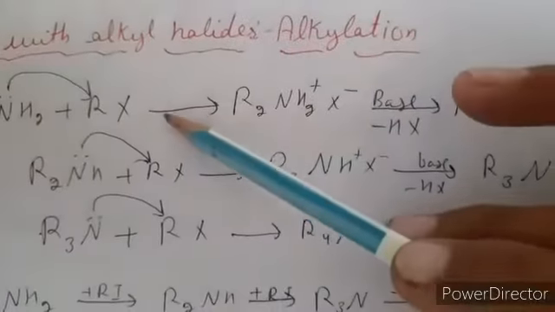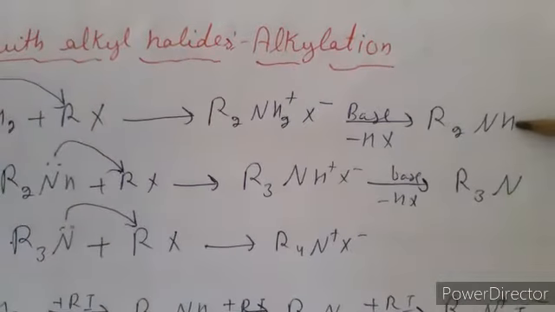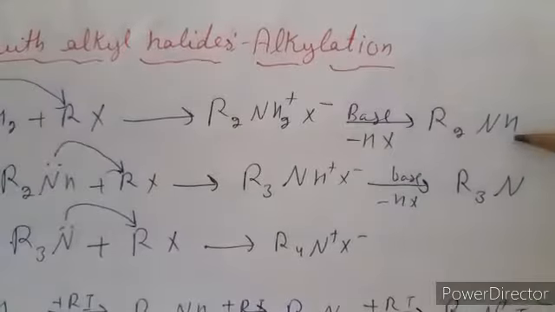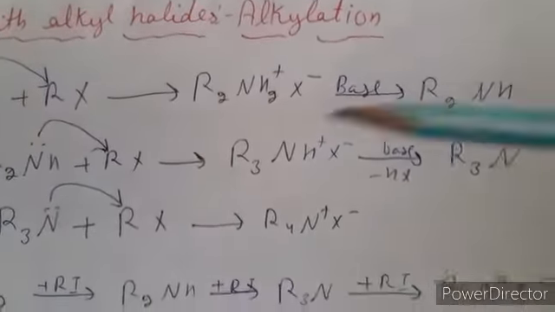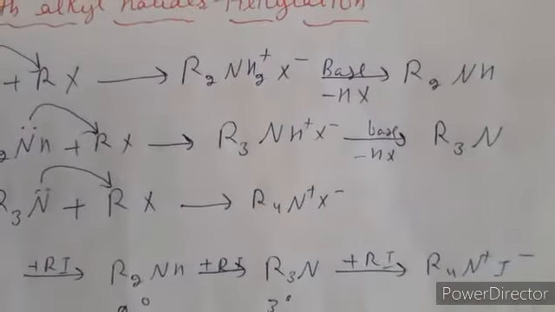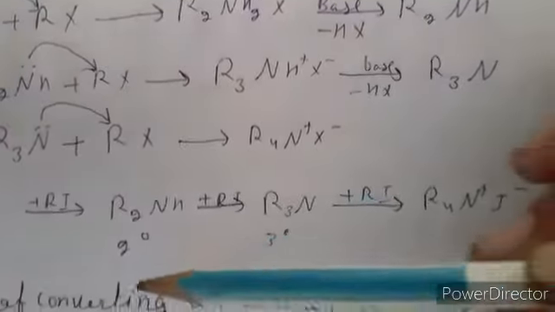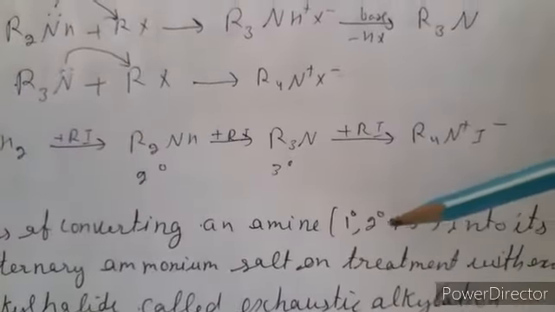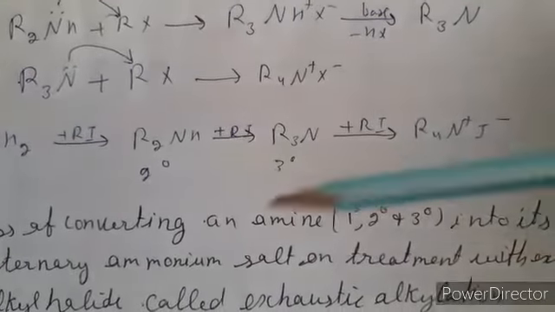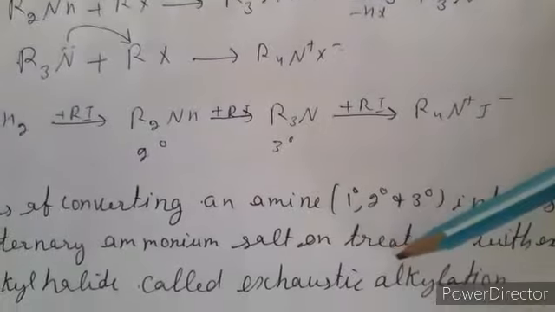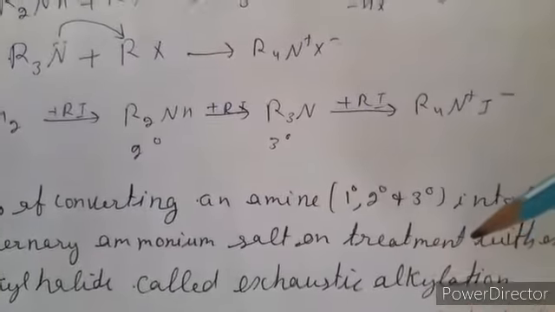When a primary amine reacts with alkyl halide to form a salt, it further reacts with base to form a secondary amine. This secondary amine further acts as a strong nucleophile to react with alkyl halide to form a salt and a tertiary amine. This tertiary amine again acts as a strong nucleophile to react with alkyl halide to form a quaternary ammonium salt. The process of converting an amine, primary, secondary or tertiary, into its quaternary ammonium salt when we treat it with excess alkyl halide is called exhaustive alkylation.